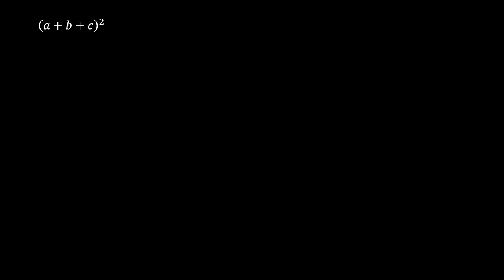Now let us look at one more identity, which is a plus b plus c whole square. Now we have seen the expansion of a plus b whole square. So we'll just use that to get its expansion. Can I write a plus b as some variable, for example, p? Let's just substitute it. So a plus b is p. This identity then becomes p plus c whole square. Its expansion is p square plus 2pc plus c square.